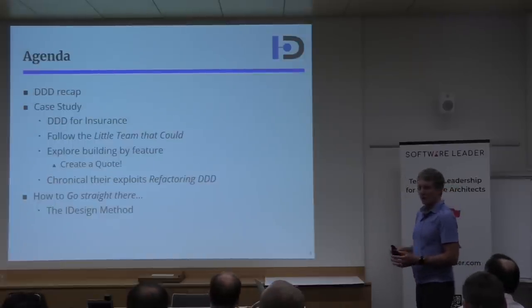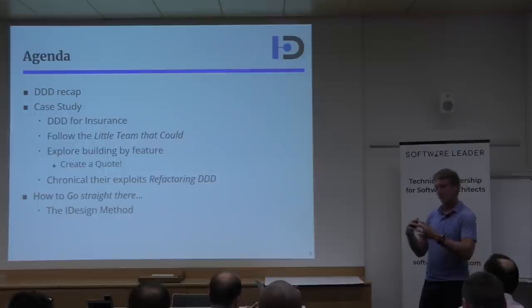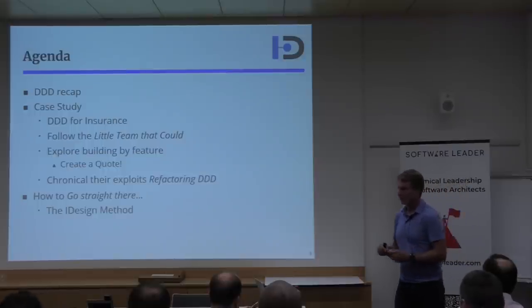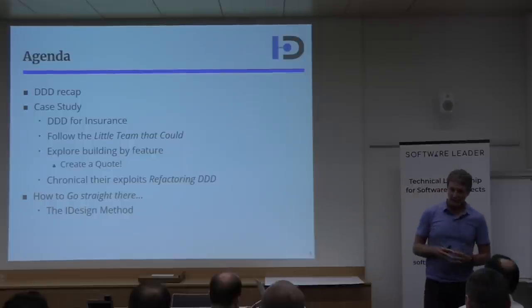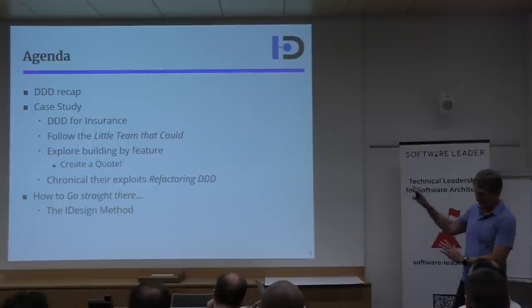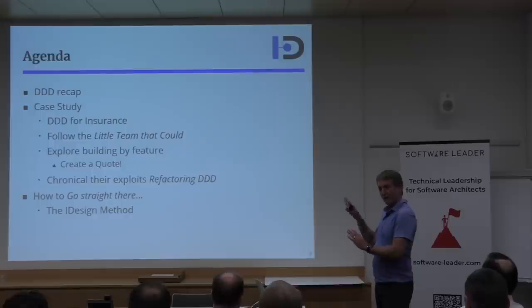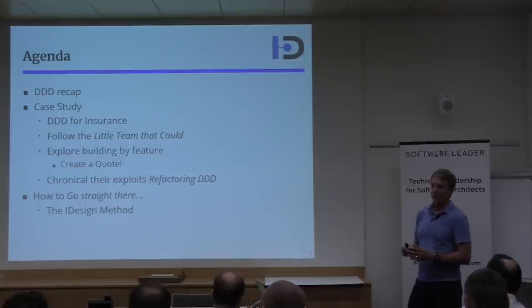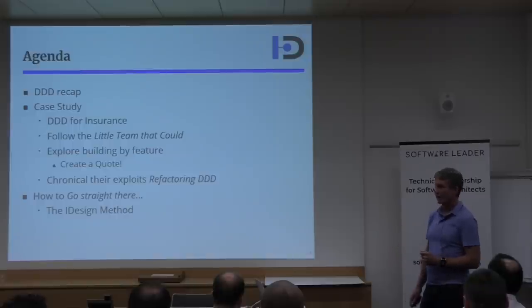The agenda is pretty straightforward. We'll level set on our understanding of DDD, just a really brief recap, because it's relevant to the architectural evolution that I observed. I'm going to share with you a case study. I observed this in the industry, and the names have been changed to protect the innocent, but this is exactly what I observed with real teams before I even got involved, and then after I was part of the team. I call them the little team that could, because they were the one team who started to change some of the architecture based on the problems that they were finding.